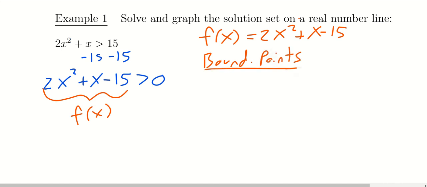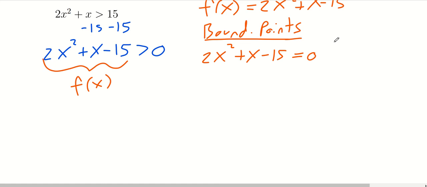To find the boundary points, we're going to set this equal to 0. 2x squared plus x minus 15 equals 0. Fortunately for us, this should factor. It's going to be a 2x and an x. We will try a 5 and a 3, and it should be a plus and a minus.